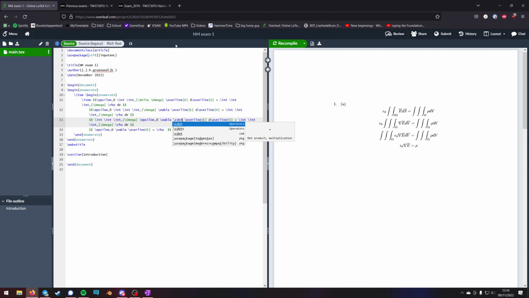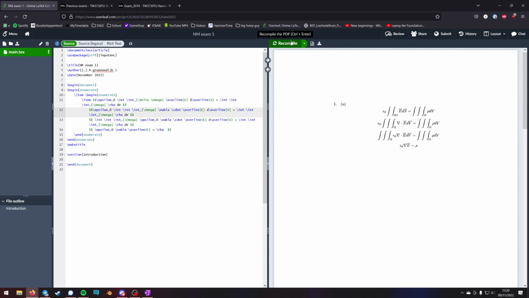Sorry, what is the other thing? It doesn't have the dot? Yeah, between the nabla and E. If it has the dot, it's divergence, and if it doesn't, it's the gradient. Mm.